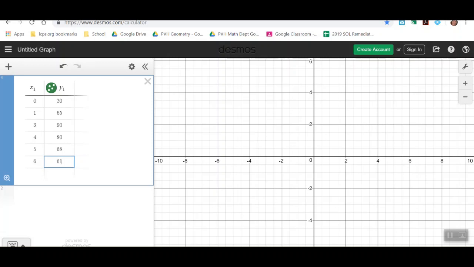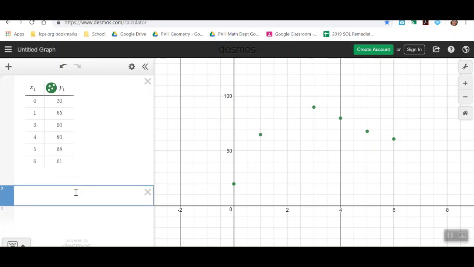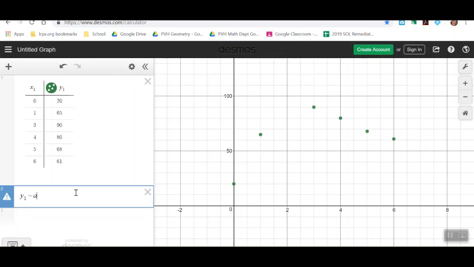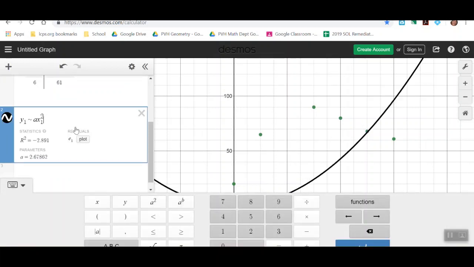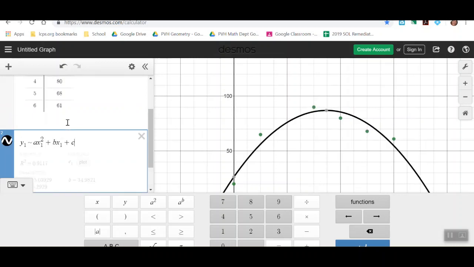And we can't see our dots on this graph, but if you want to see them, you can click the magnifying glass in the corner. And there's our data. So it kind of looks quadratic. It goes up and then starts to come back down. To get the equation, we're going to click on line 2 and put in our equation. Y1 is approximately AX1 squared plus BX1 plus C.